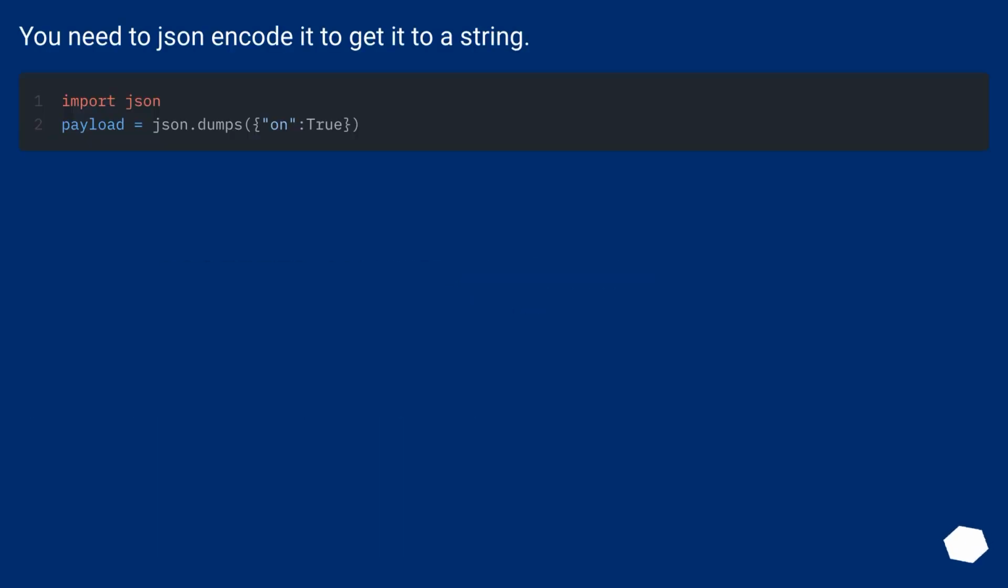You need to JSON encode it to get it to a string. It should be "on": true, with a capital T.